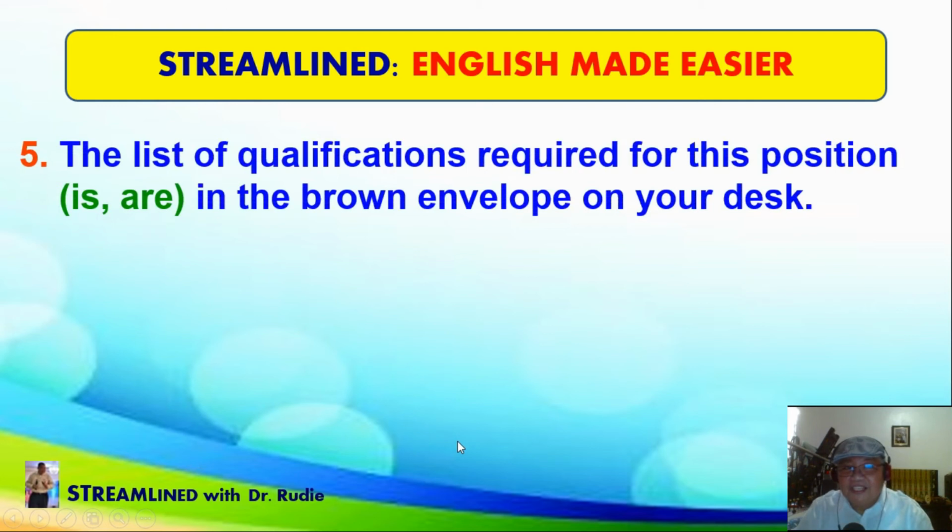And question number 5. The list of qualifications required for this position are in the brown envelope on your desk. What do you think? Our correct answer is is. Why is that so? Because our subject is the list of qualifications. Position does not in any way impact on the number of our singular subject. The list is singular.